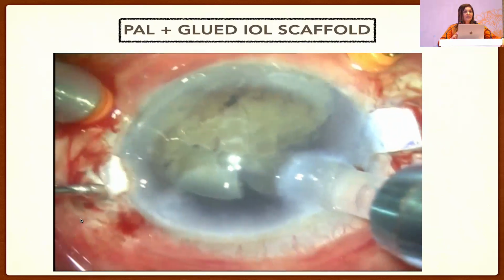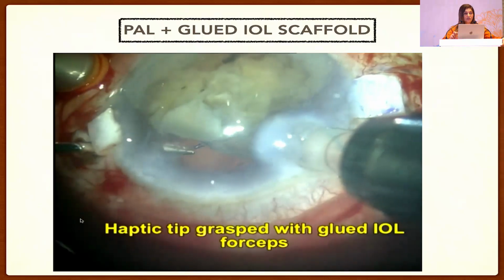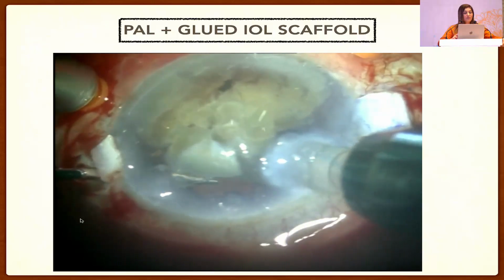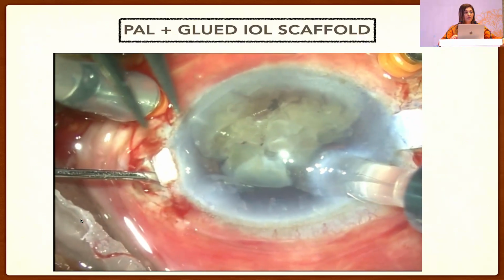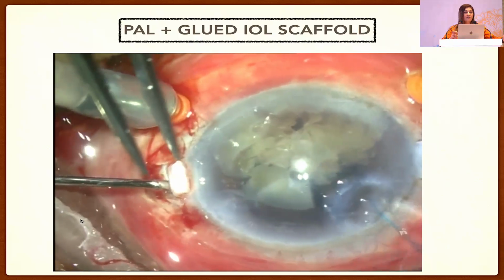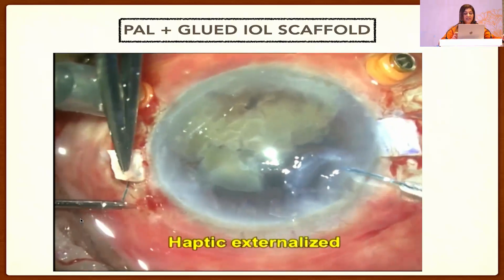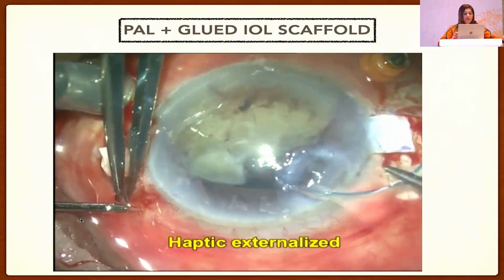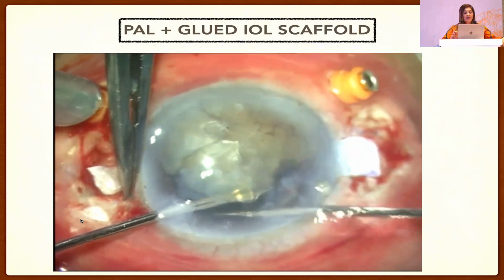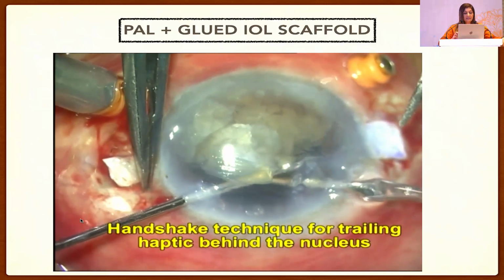But again, this technique can be done only by people who are very well versed with doing a glued IOL procedure. I would not recommend anybody doing it if you're not very well versed with the handling of the haptics, externalization and all, because it's not that easy to do. So this is the leading haptic which has been externalized, and this is the trailing haptic which is being managed. It goes from the left hand to the right hand. It is the handshake technique.